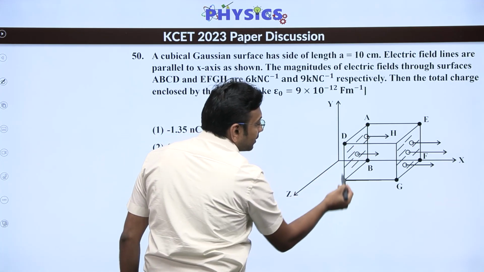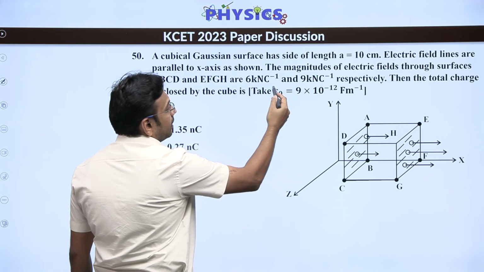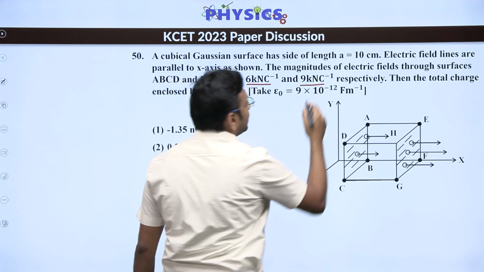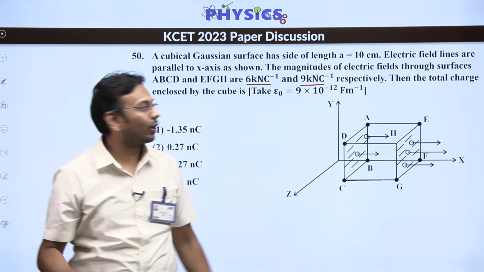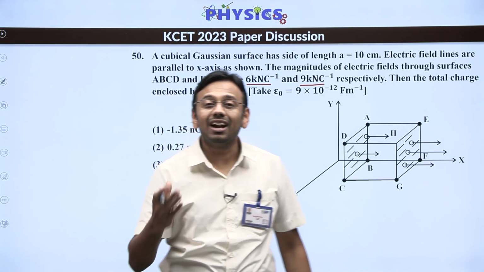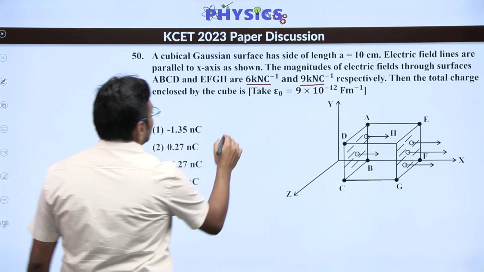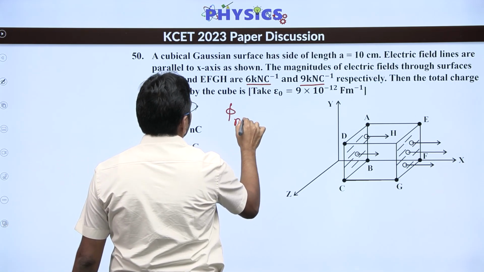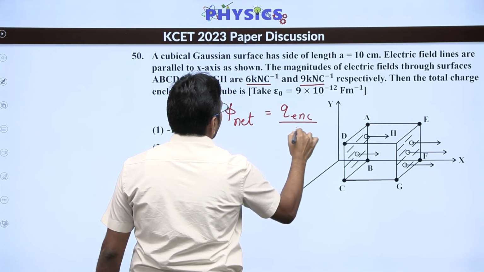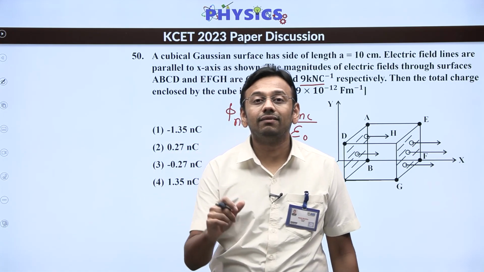So this is the ABCD surface and this is the EFGH surface. They are respectively 6 kilonewton per coulomb and 9 kilonewton per coulomb. The total charge enclosed by the cube is? Now it's obvious here we have to apply Gauss's law, right? We know as per Gauss's law, the net flux is equal to charge enclosed by epsilon naught. But how will we find the net flux here?